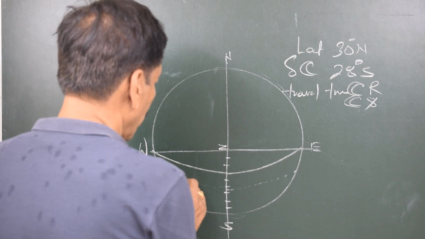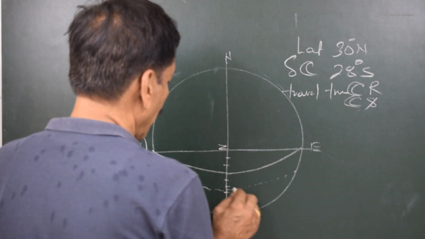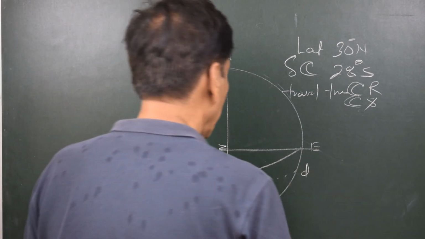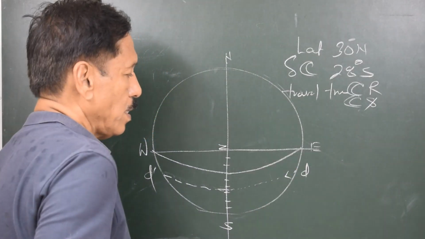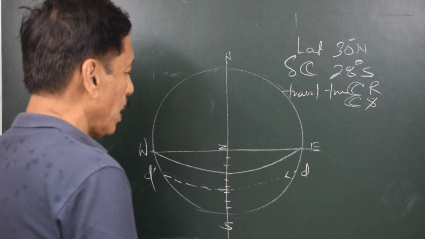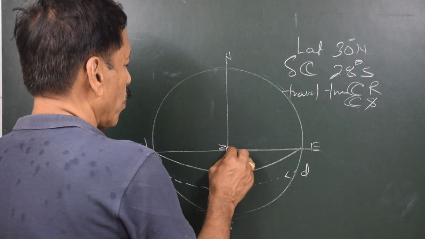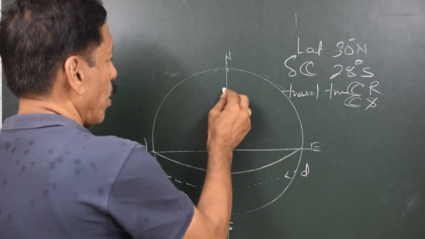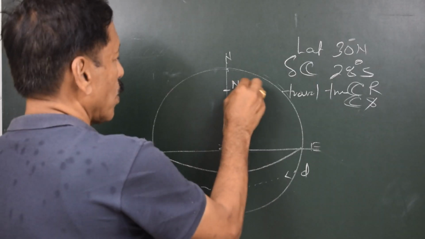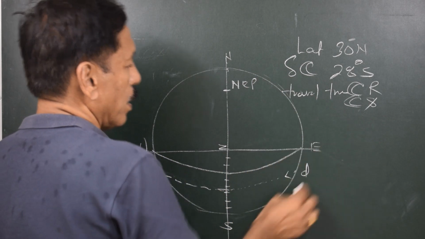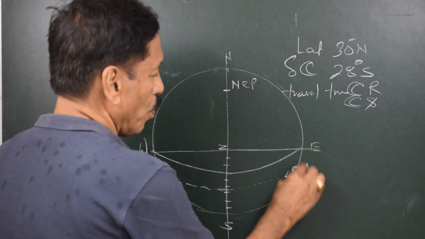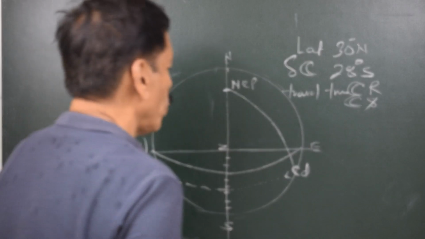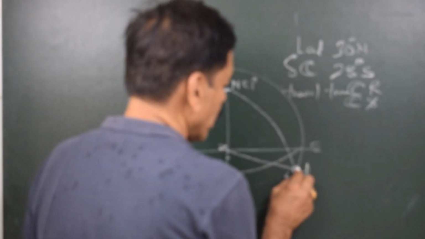So this is the apparent path of the moon. We can call it D dash D. The moon rises over here and sets over here. The north celestial pole would be the same distance down from the north position. This is the north celestial pole, and suppose the moon is rising here. This is the meridian passing through the moon at the time of moonrise.